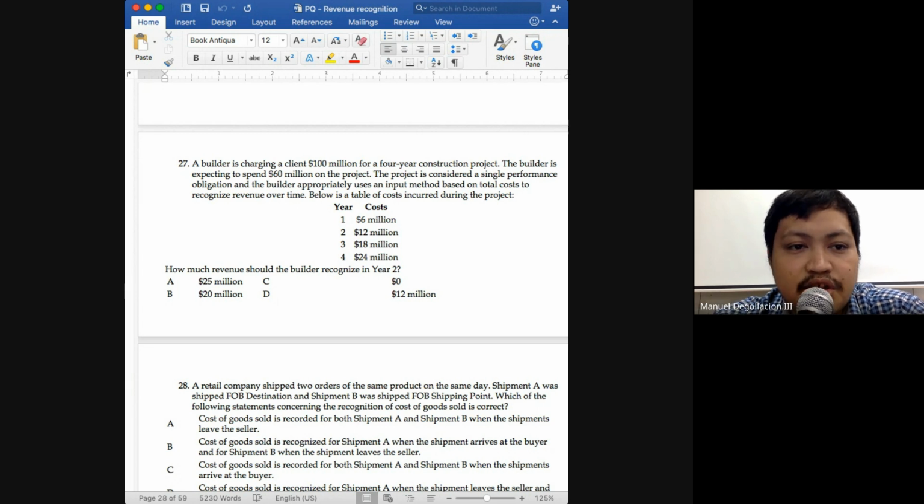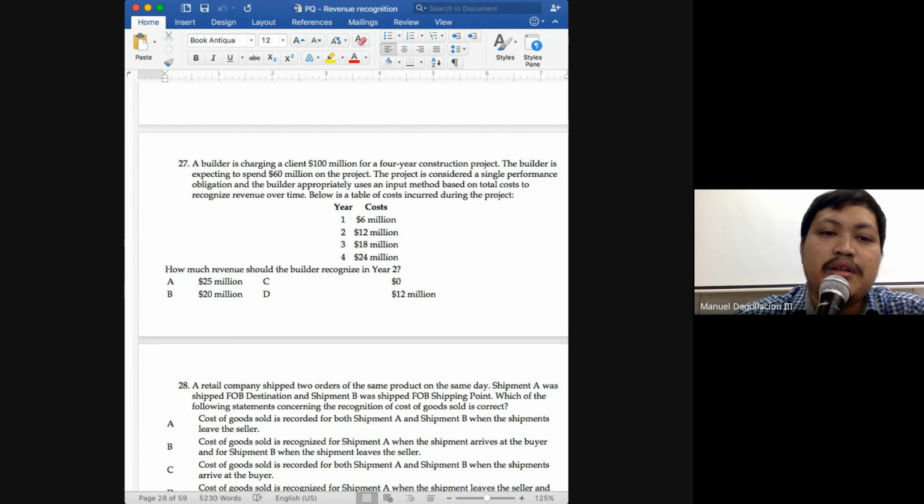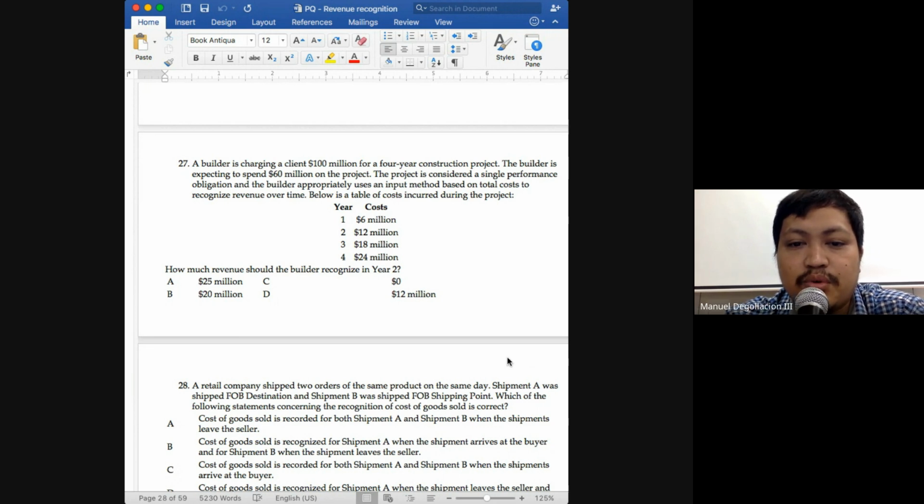And since there are no changes in the total estimated cost, class, we could have actually solved this simply by using the 12 million. 12 million divided by 60 million will give you 20%. Multiply 20% by 100 million, you will already get your answer of Bravo, 20 million.